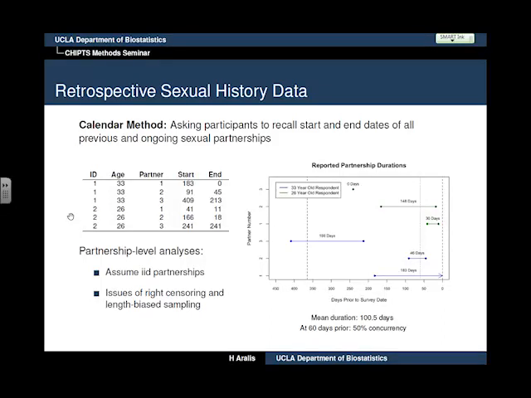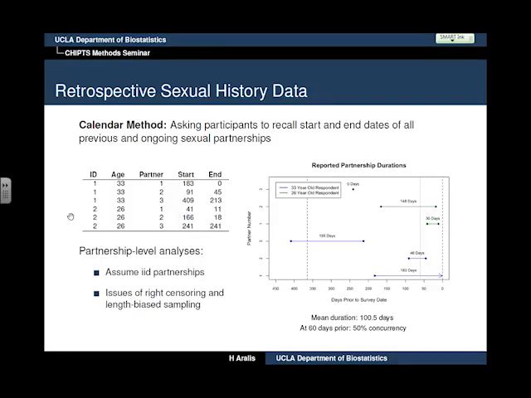So when it comes time to analyze this type of data, one of the common issues is that people have tried to analyze it at the partnership level. If you are interested in looking at the concurrent partnership distribution that I mentioned before, they might recommend taking a point in time, say 60 days prior to the date of the cross-sectional survey that's been administered, and saying, on average, how many partnerships does an individual have at that point in time. So if we were just looking at these two individuals, you'd say that on average 50% of subjects in your sample were engaged in concurrent partnerships.